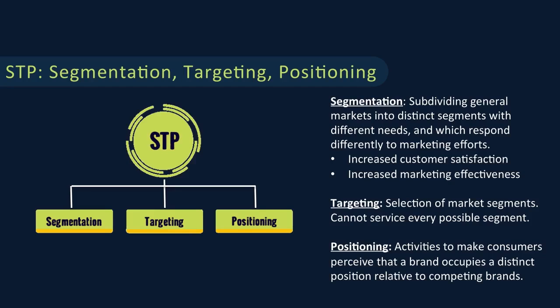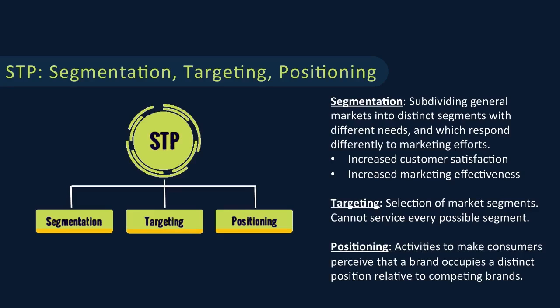We start this module by reviewing the concepts and goals behind segmentation, targeting, and positioning, also known as STP. In segmentation, we subdivide the large general market into distinct market segments. The different segments have different needs, so marketers need to deliver different messages to each segment. One advantage behind segmentation is increased customer satisfaction, because we can target more specific needs with the individual market segments than with the general market. Another advantage is increased marketing effectiveness, because we can deliver specific messages to which the segment will relate.